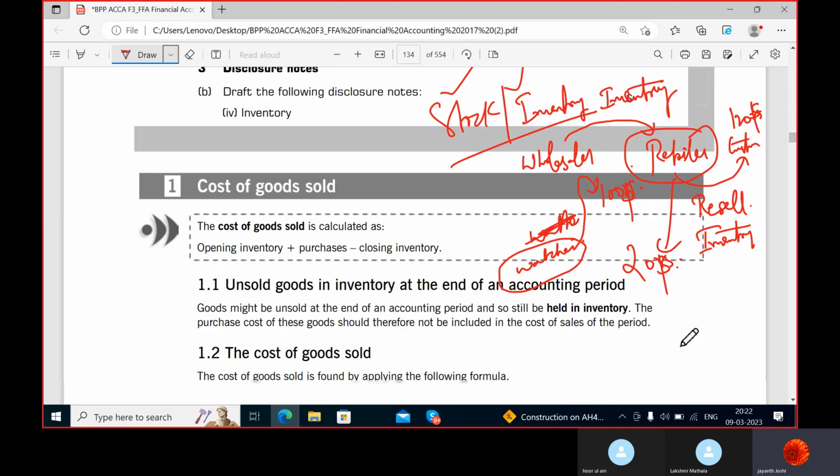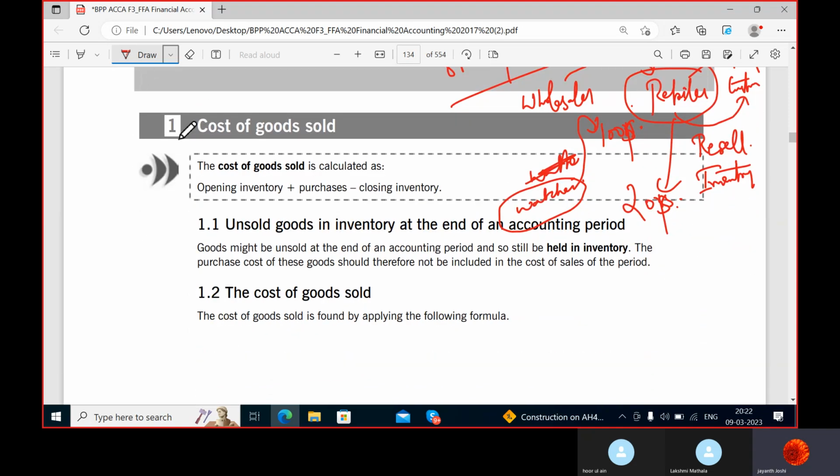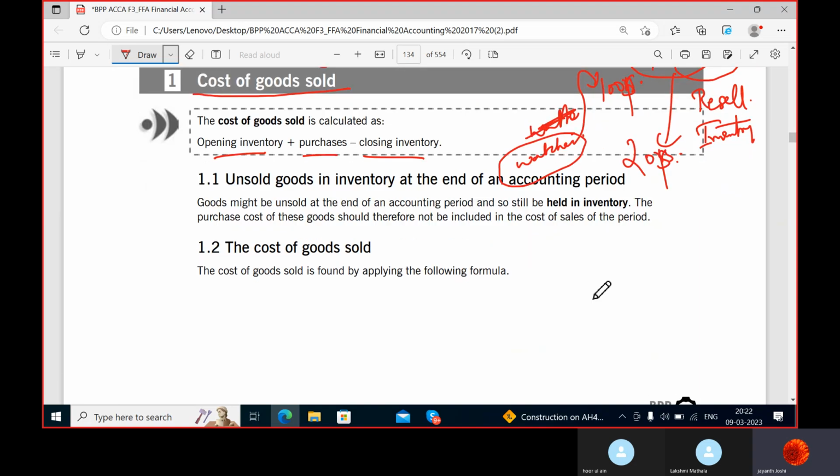Now let's go ahead into the chapter. COGS, cost of goods sold. Very simply, the formula for cost of goods sold is opening inventory plus purchases minus closing inventory. So what are we doing here? Suppose on Jan 1st, we started our business with one watch box. And on Jan 5th, we purchased 5 boxes. So this is opening inventory. This is purchases.